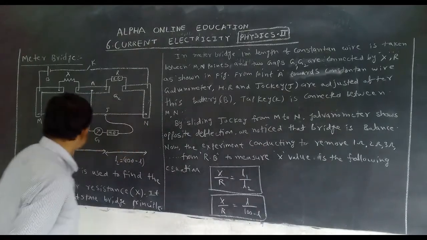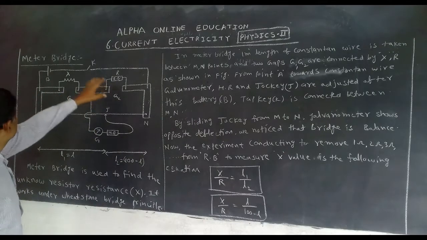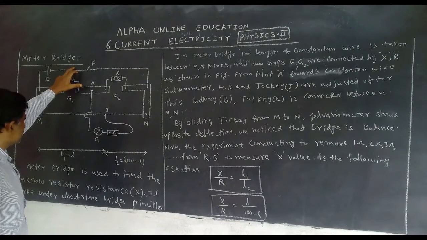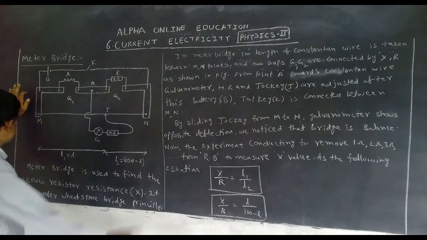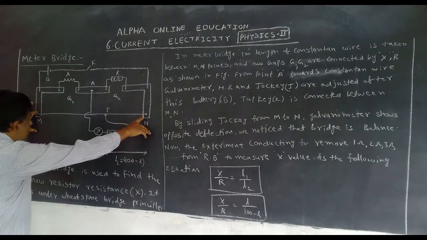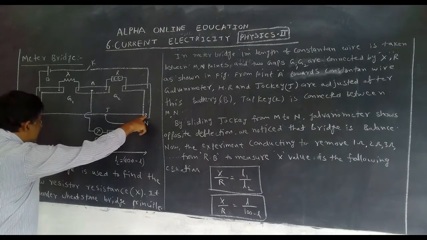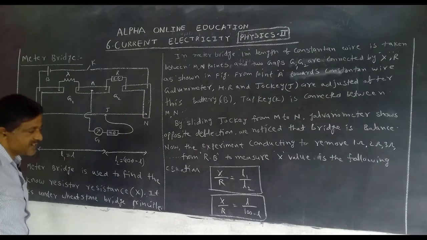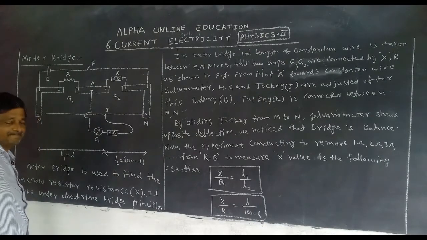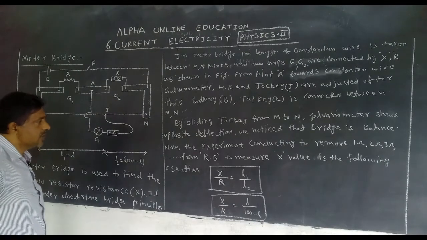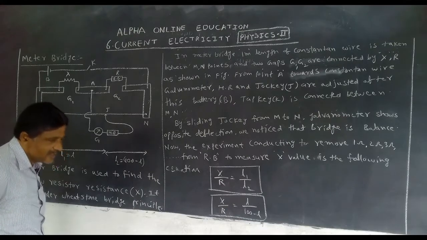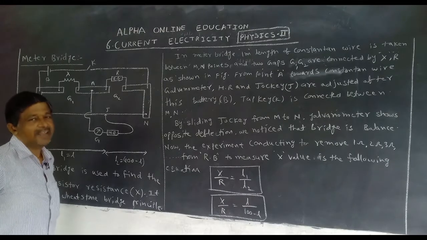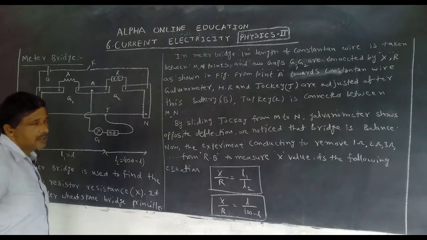This is the meter bridge. Why it is called a meter bridge: in this bridge we take 1 meter length of a constantan wire between points M, N. Between the points M, N, we take 1 meter length of a constantan wire. That's why it is called meter bridge.